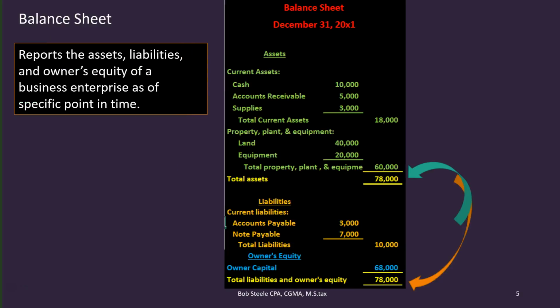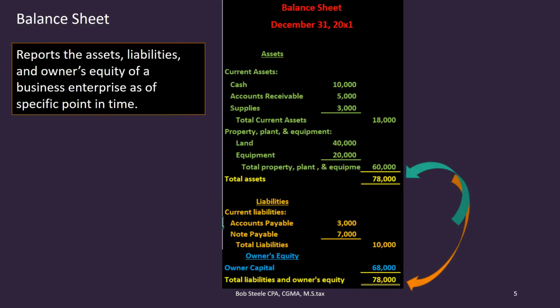So now I'm going to take a look at the major statement of the double entry accounting system. That's going to be the balance sheet. The balance sheet reports assets, liabilities, and equity of the business at a specific point in time. That "as of a specific point in time" is a big deal, because we're reporting where we are at the date of the financial statement.